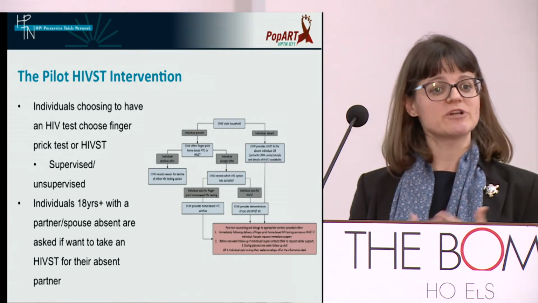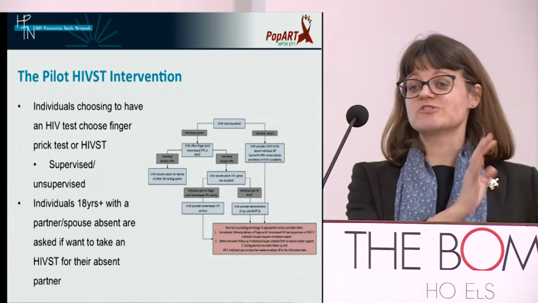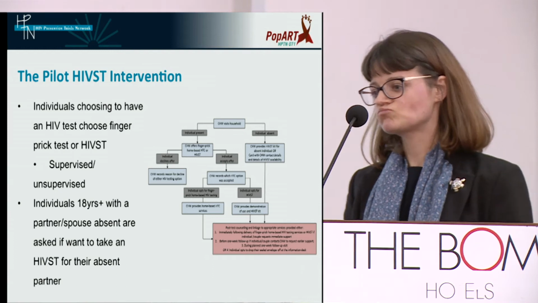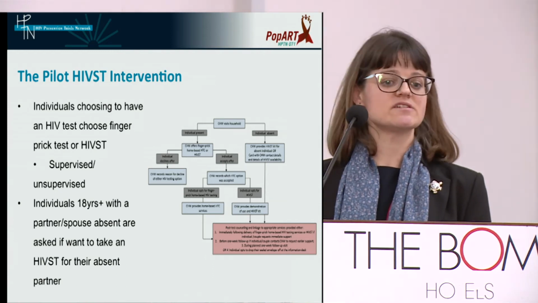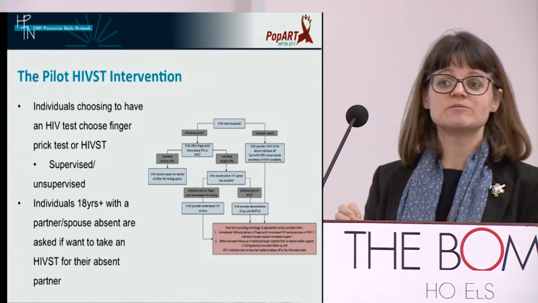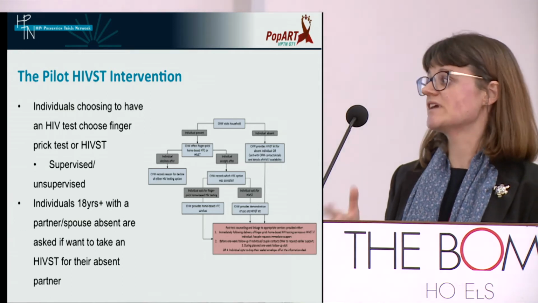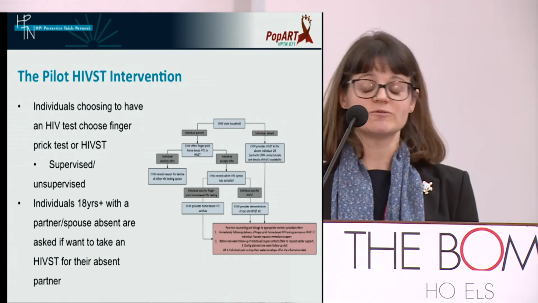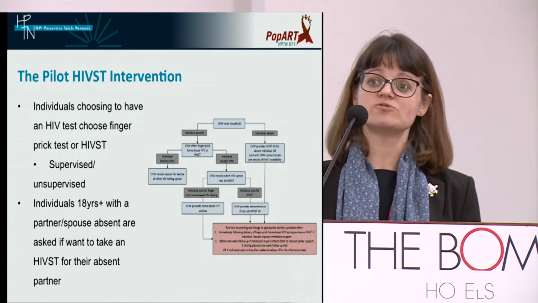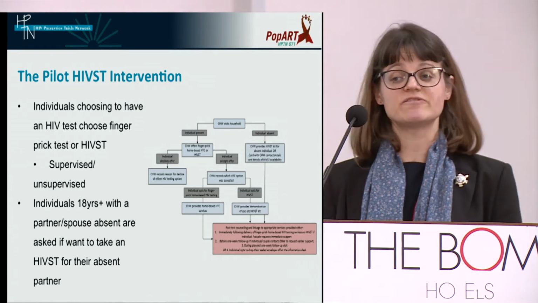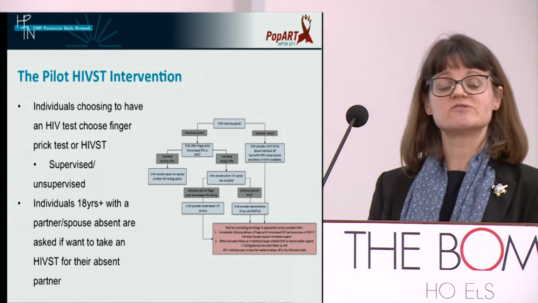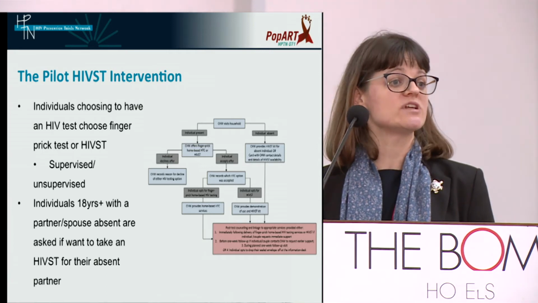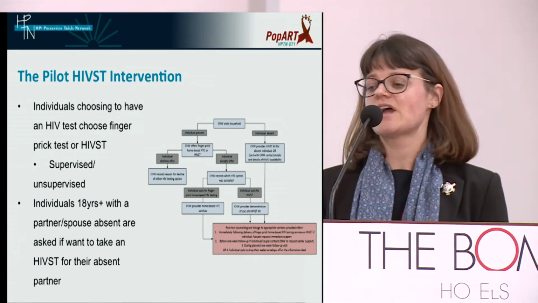Do they want to do it in the presence of the CHIP, but have the CHIP not observe the process, or do they want to do it once the CHIP has left, without any observation? Just to say that the test kits are only being left for people aged 16 years and above. But as I said, men have been an issue, and we'd like to reach men through this strategy. So for an individual who's 18 years or above, primarily the females, if they have a partner or spouse who's absent at the time of the CHIP's visit, they're offered the chance to take an HIV self-test on behalf of their absent partner.